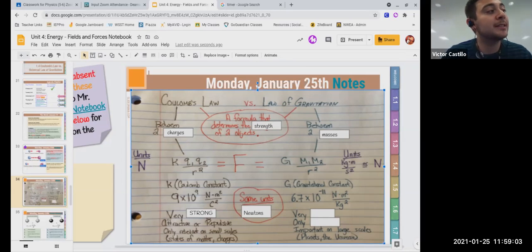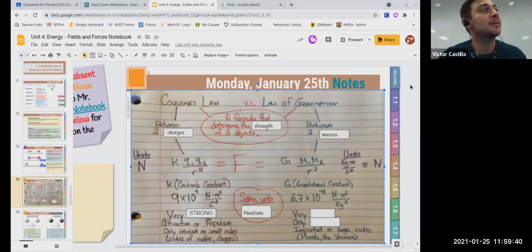And they're only relevant on small scales, such as states of matter, charges, electricity, atoms, protons, electrons, very, very small stuff. The reason I can touch the table, the water, or even the air in the sky is because of Coulomb's law. Their forces are so strong, they basically hold our reality together, which is kind of trippy and crazy. They hold our reality together.